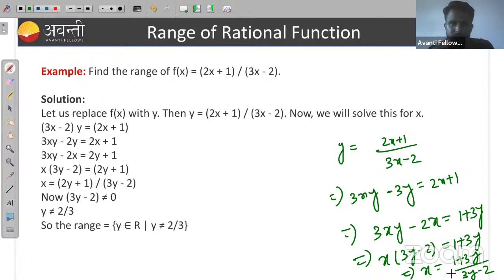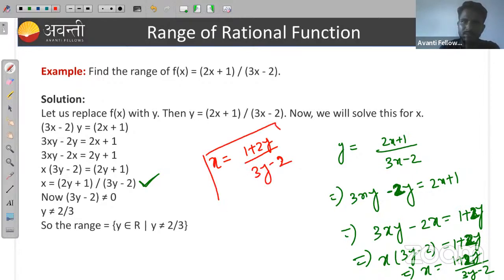Sorry, any calculations error? 3xy minus 2y, 3x minus 2 by 2x plus 1. Oh, God, here it will be 2y, right? It will be 2y, sorry. So, again, this will be 2y, and this will be 2y. So, 1 plus 2y on 3y minus 2. We got it, something like that. If you solve, we can see the same thing. Like x is equal to 1 plus 2y over 3y minus 2.